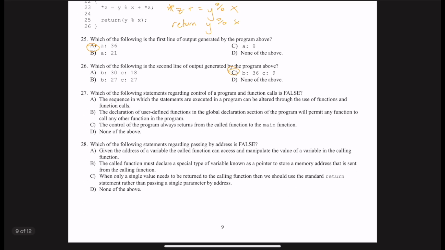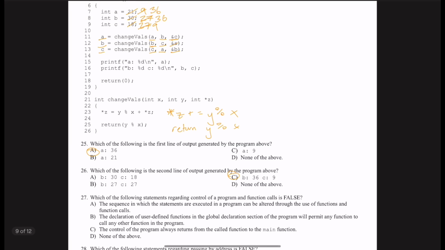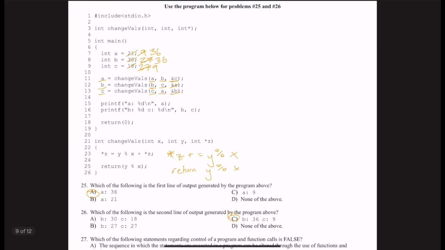Question 27. Which of the following statements regarding control of a program and function calls is false? A. The sequence in which the statements are executed in a program can be altered through the use of functions and function calls. So that's true, just like the code above, right? We don't read this top to bottom. We know that when we have a function call like here, we jump down, then at the end of the function we jump back up, we jump again, right? So we're not going sequentially.